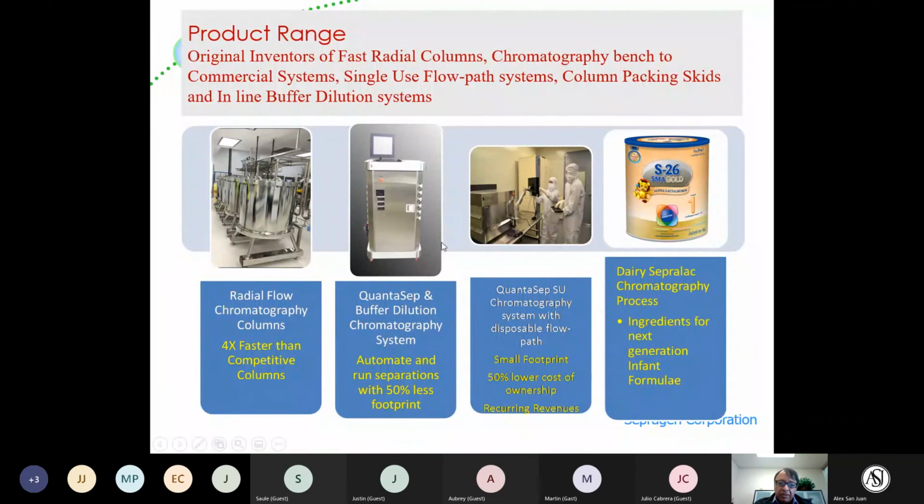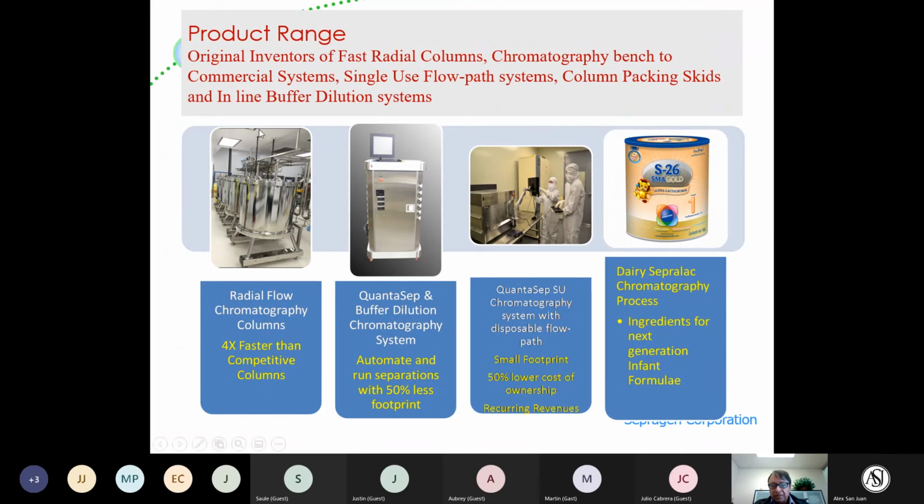We also make chromatography systems, and this one particularly is a chromatography system with integrated buffer dilution, and we are running about 1,000 liters per hour on this machine. And then we have single-use purification systems, again for clinical and commercial manufacturing, where the entire flow path, along with the sensors and so forth, can be removed. The software that is being run is 21 CFR Part 11 compliant.